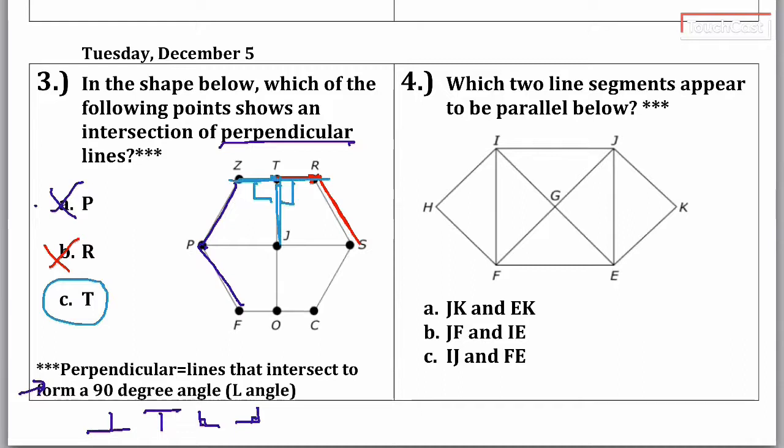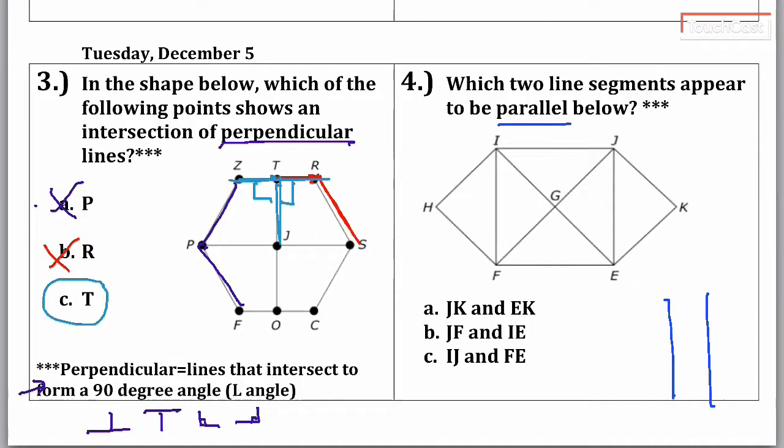All right, let's look at number 4. Number 4, we have which two line segments appear to be parallel. Now you learned this in 3rd grade and you're reviewing this in 4th. Parallel lines are lines that if they continued on and on and on, they would never intersect. So they are sort of like railroad tracks.